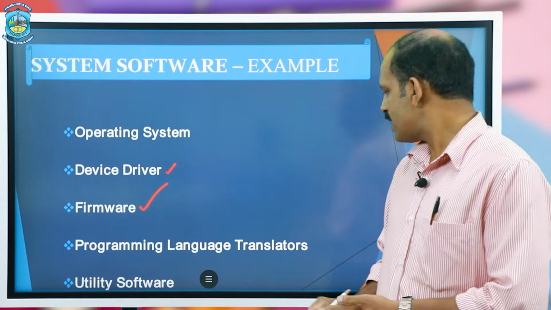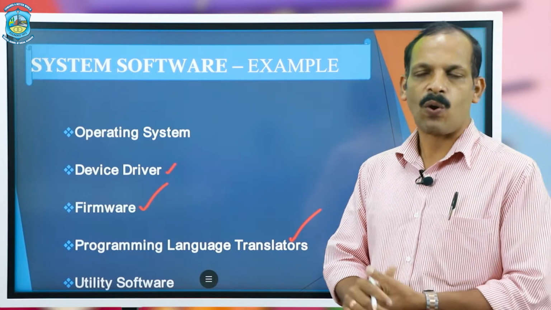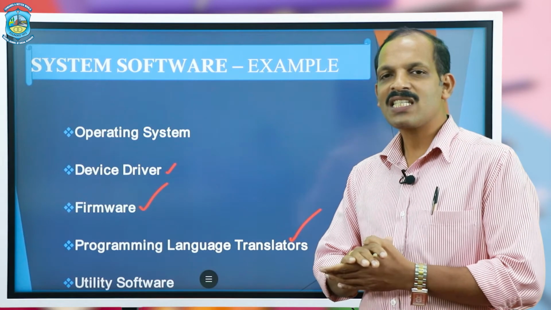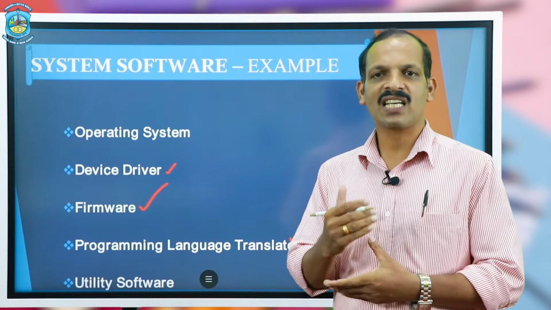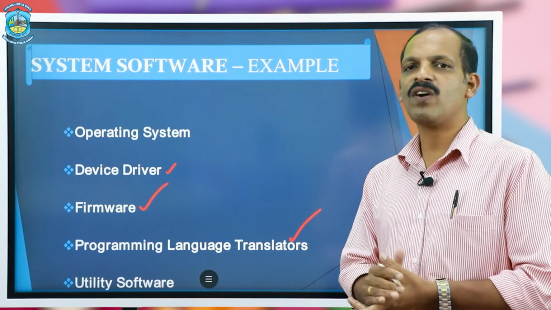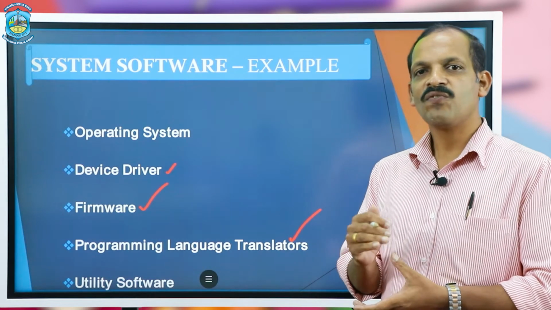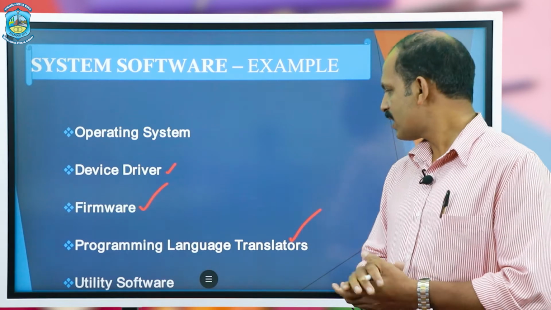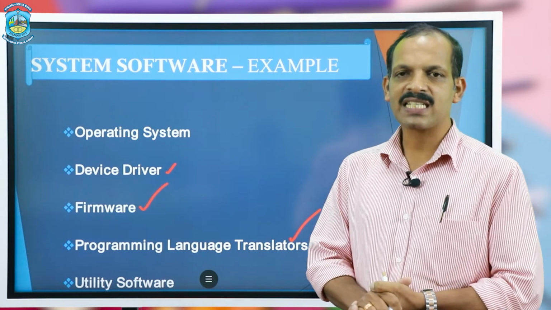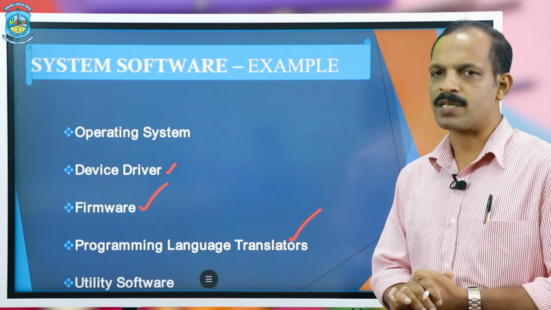Then the next one is language translator. We already know that electronic devices know only binary language. So whatever instruction we give needs to be converted into binary language. For that we need a set of software. Commonly three types of language translators are there: assembler, compiler and interpreter.